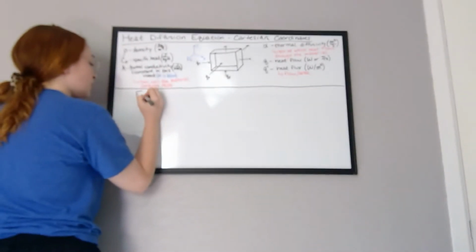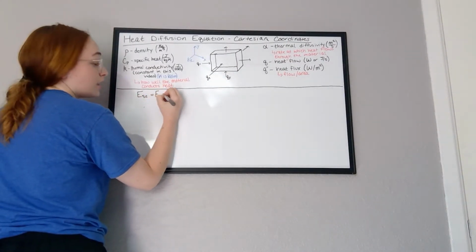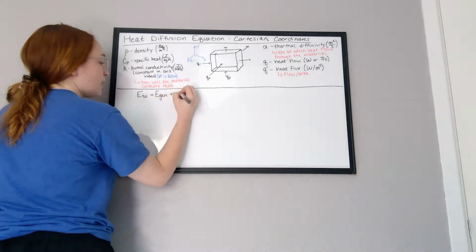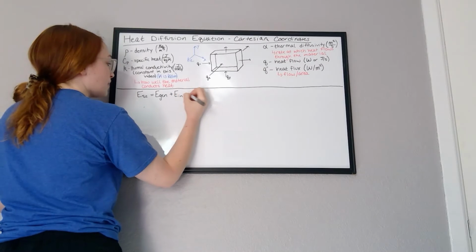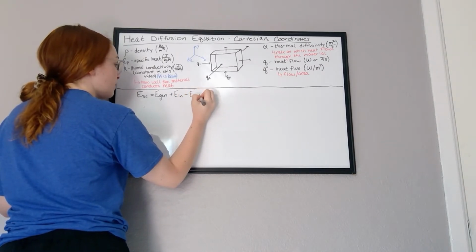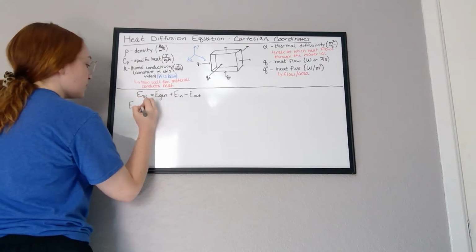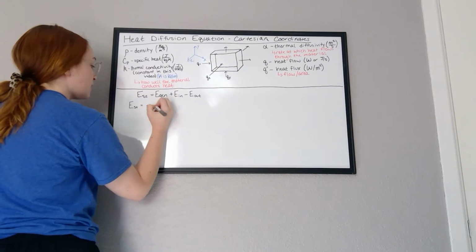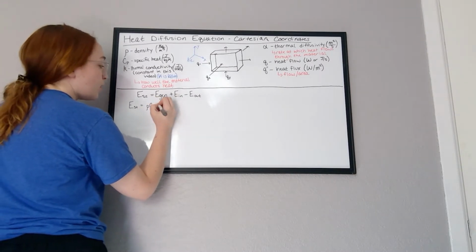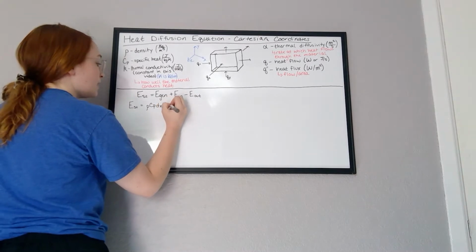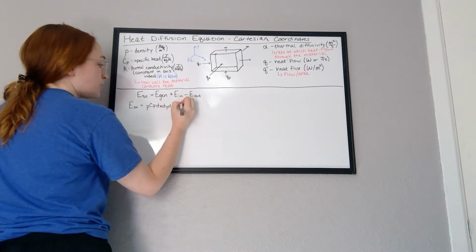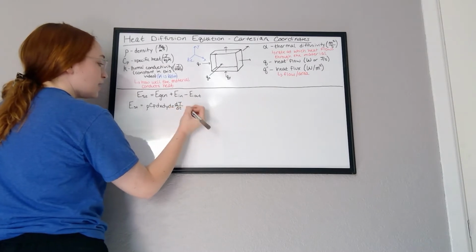So our primary equation that we will be working with to start the derivation is energy storage is equal to energy generation plus energy flow in minus energy flow out. Energy storage is equal to density times specific heat times the volume, which is dx, dy, dz, times the change in temperature over the change in time.